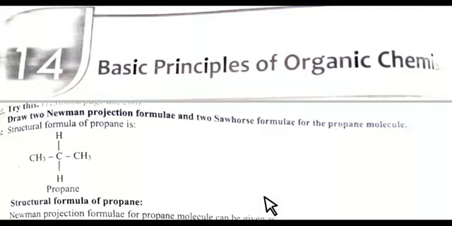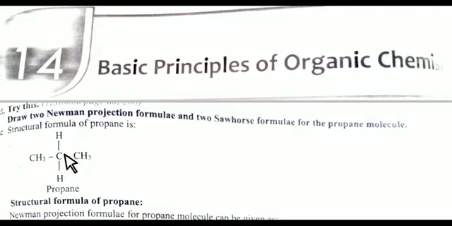Dear students, today we are going to solve more questions from Chapter 14, Basic Principles of Organic Chemistry. The first question of today's lecture is: draw two Newman projection formulas and two Sawhorse formulas for the propane molecule. As you know, the propane molecule is CH3, CH2, CH3.